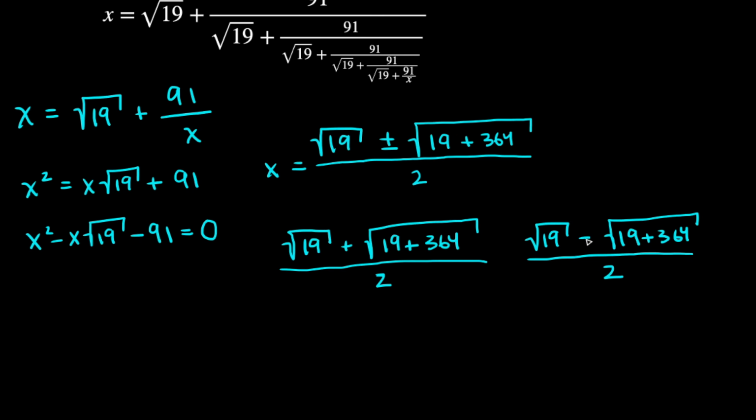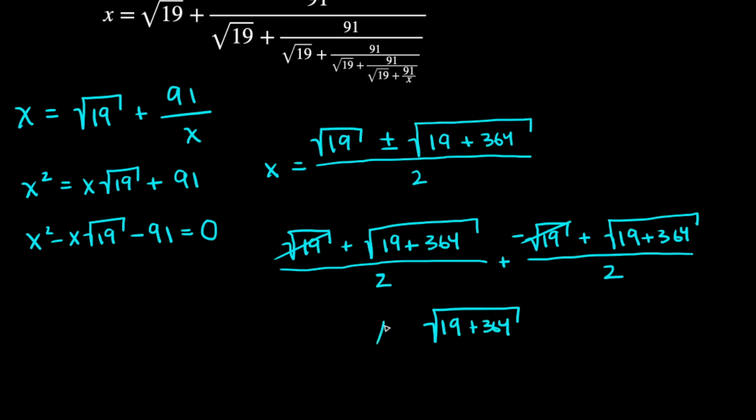That means that instead of a minus here, there would be a plus, and there would be a minus for this. So we're going to add these, right? And that means this will cancel out. It'll just give us root 19 plus 364.